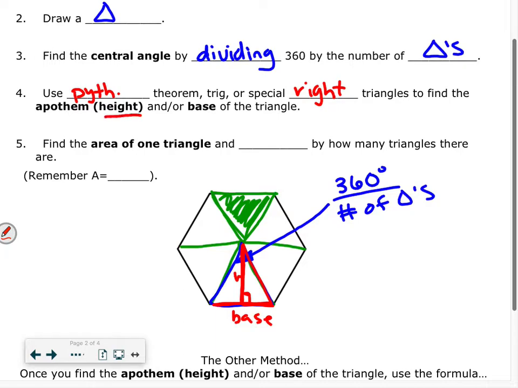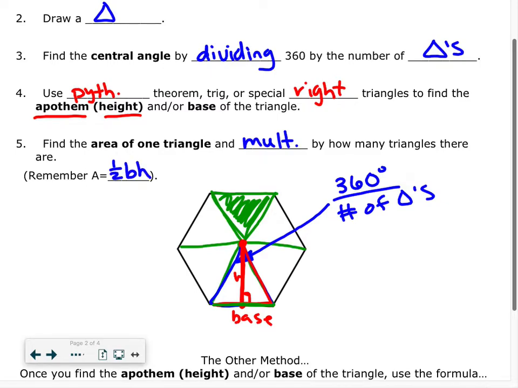Now a different word for height is apothem. So this length from the center to the middle of the base is called the apothem, also known as the height of the triangle. We might also have to use those tools to find the base of the triangle as well. After you have the information you need, you're going to find the area of one triangle and then multiply it by how many triangles there are. And remember, the area of a triangle is 1/2 base times height.